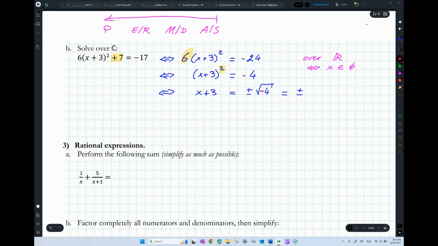But the negative inside the square root will become an i outside. And square root of 4 is 2. And finally, I'm going to cross over this addition of 3, which will become a subtraction. And here you have it.